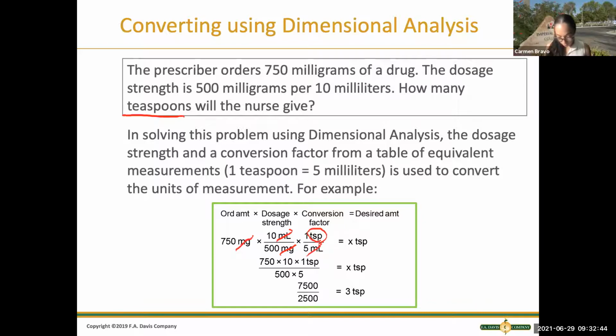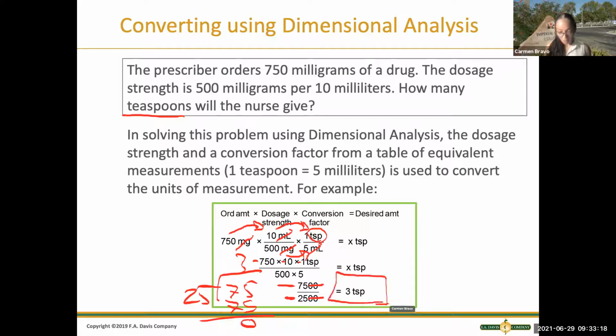Then you solve for X, following the same process: you multiply the 750 times 10, and then times the 1, and the same for the bottom, the 500 times 5, which is equal to 2,500. When I multiply the top, it was 7,500. I like to get rid of the zeros. 75 divided by 25 is equal to 3. So it's equal to 3 teaspoons. Now I have the right answer to what my question is actually asking me.